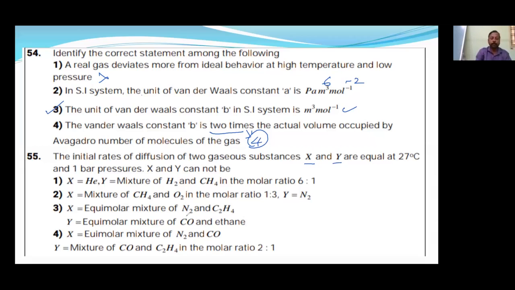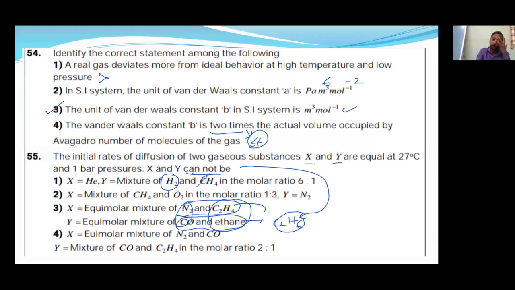Okay. Equimolar mixture of N2, C2H4 and CO, and ethane. See, this molecular mass is the same and this molecular mass is the same. Sorry, it cannot be. Here ethene is there and here ethane, so it is C2H6. Once the molecular mass is different, their rates will be different. So here the molar masses are 2 and 16.